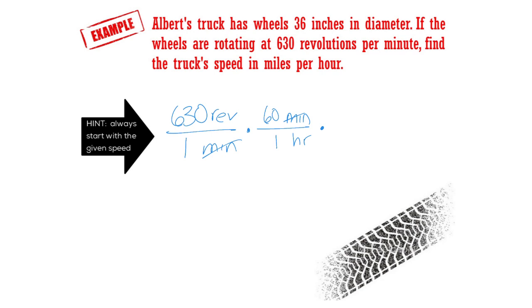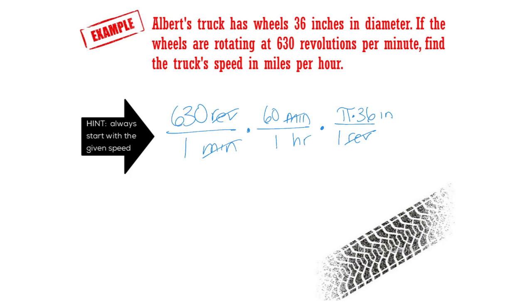In this case, I want the revolutions to be on the bottom. So 1 revolution is the same as my circumference. They happen to give me diameter again, so I'm going to do pi times diameter. Now the diameter is measured in inches. All right, now that does get rid of revolutions, but I am currently in inches per hour and I want to be in miles per hour. So these inches have got to go.